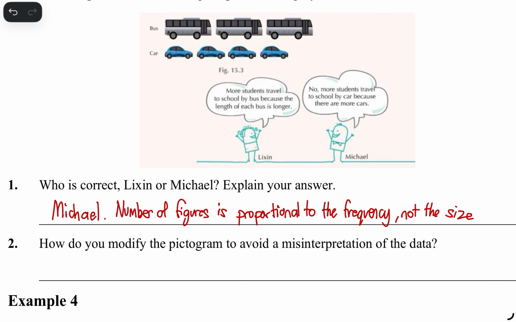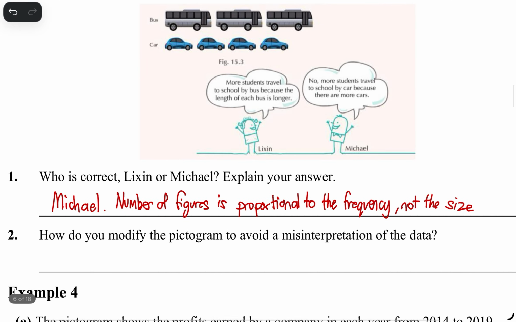Alright, so how can we modify this pictogram to avoid misinterpretation? To make it clearer, how can we make this diagram clearer? See this bus here, the bus shouldn't be so long. The bus should be the same size as the car. So when I draw the bus, it will be 1, 2, 3. It will be much clearer that more students actually travel to school by car. So how can I modify this diagram?